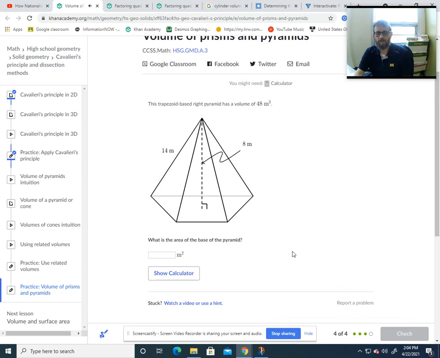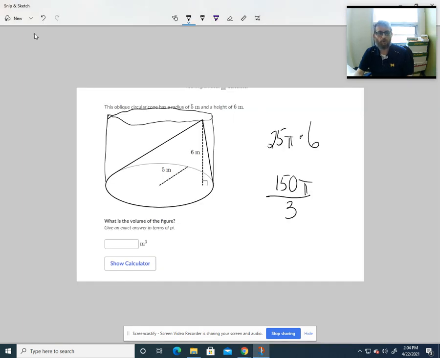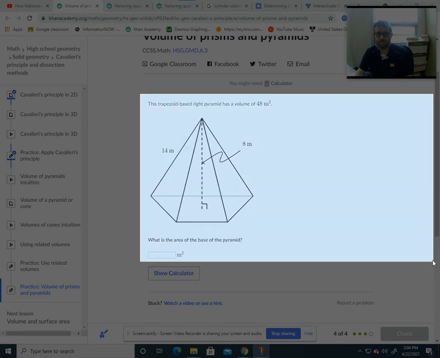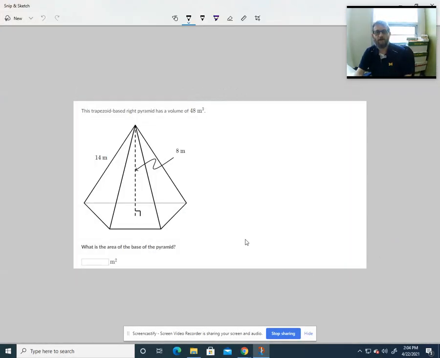All right, last one. Now we have a trapezoidal pyramid. Okay, the rules don't change because we have different shapes. The basic fundamental concept is the same here. You're going to find the area of the trapezoid, you're going to multiply it by the height, and therefore you're going to get the volume.